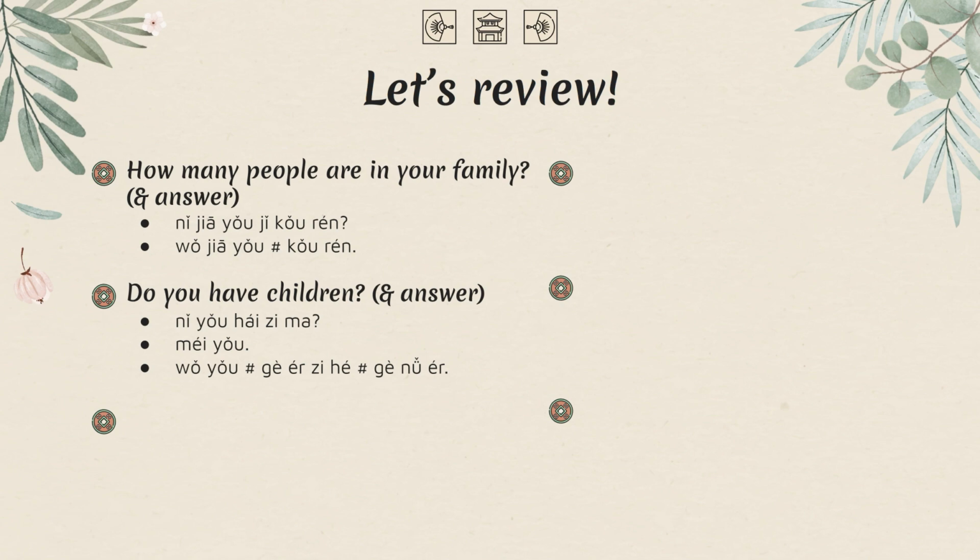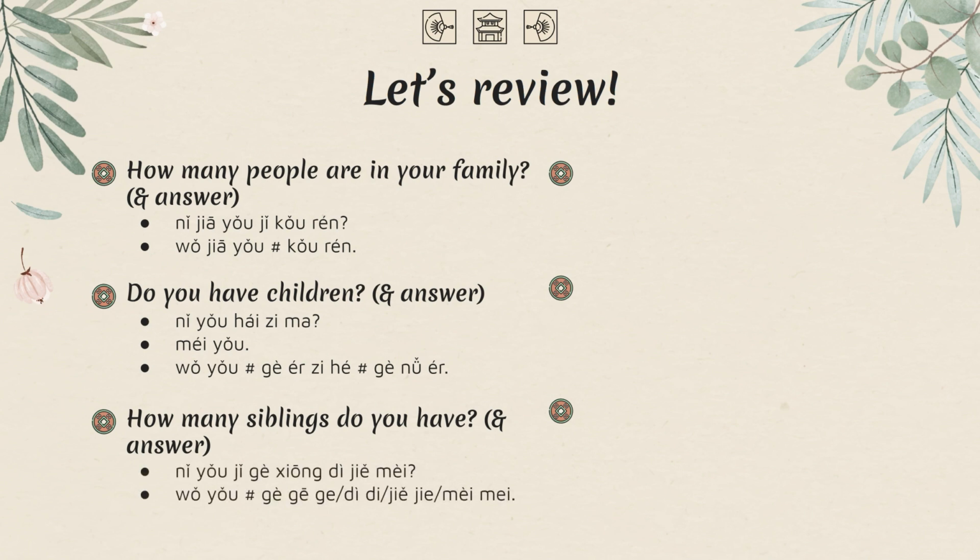Next one, how many siblings do you have and how would you answer it? So, 你有几个兄弟姐妹? Literally, you have how many units of siblings? If you're an only child like me, you can say 我没有兄弟姐妹. I don't have siblings. But if you do have siblings, 我有兄弟姐妹. Or you can specify the types of siblings you have. 我有一个哥哥. I have an older brother. 我有两个姐姐. I have two older sisters, and so on.